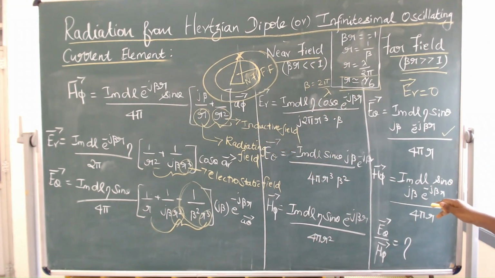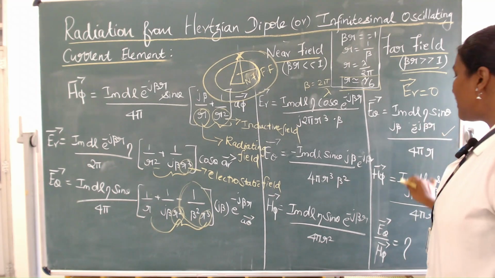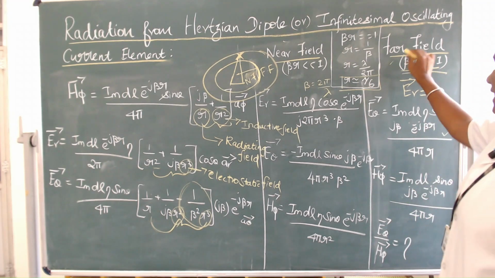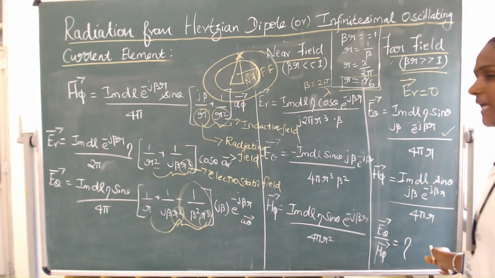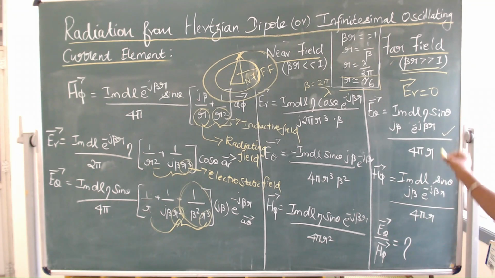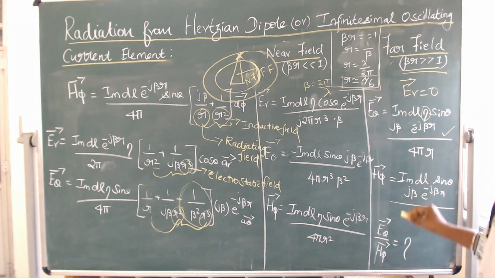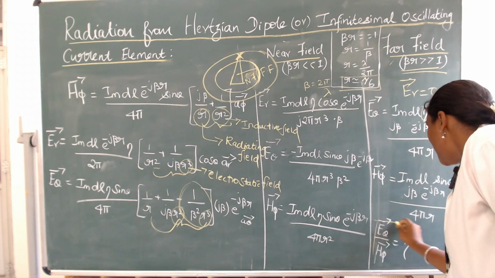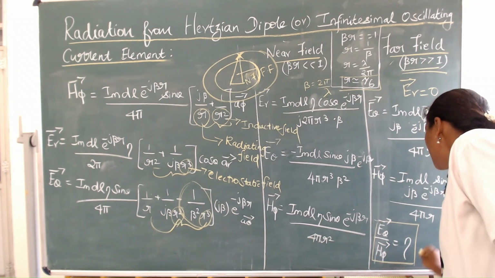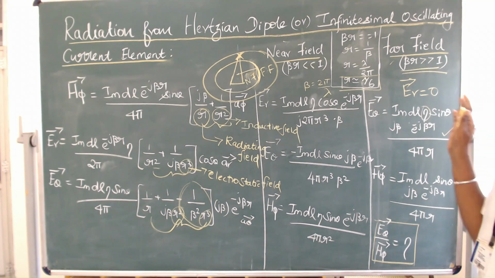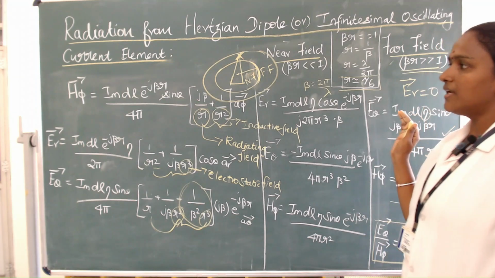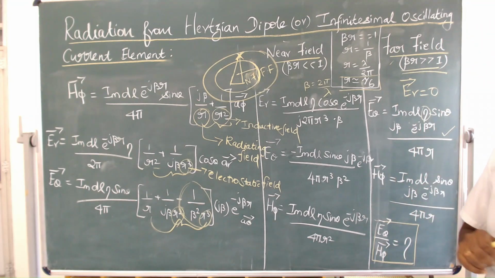An interesting property is that if we divide the E theta and H phi fields in the far field condition, we can obtain the intrinsic impedance, eta. If we literally divide these two equations, only this eta term will remain. All the other terms are equally available, so we can cancel them. Finally, we can say that E theta by H phi is nothing but eta. In this way, we can obtain the radiation from the Hertzian dipole antenna and its near field and far field conditions.